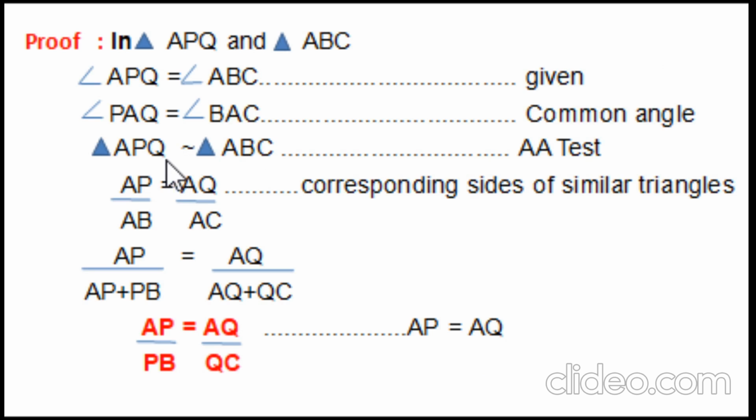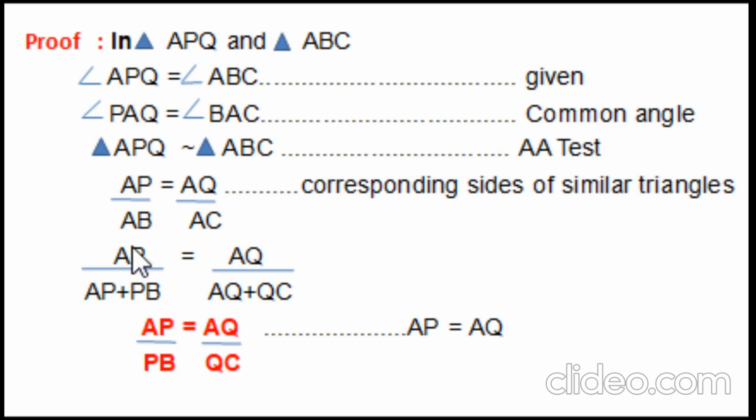They are similar. Therefore, if the triangles are similar, their angles are congruent, and the ratio of their corresponding sides is equal. Therefore, AP upon AB is equal to PQ upon BC is equal to AQ upon AC. So AP upon AB is equal to AQ upon AC, corresponding sides of similar triangles.